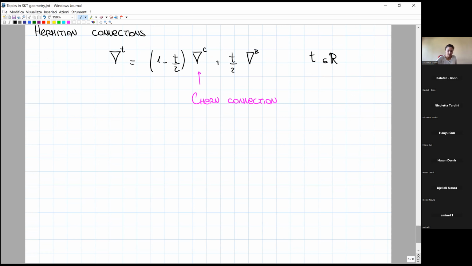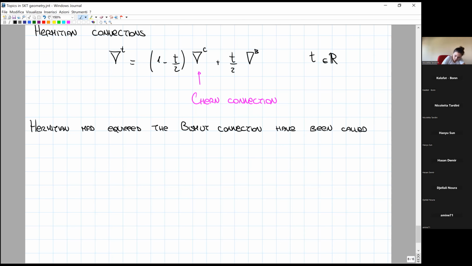Why am I talking about the Bismuth connection? Well, let me say that Hermitian manifolds equipped with the Bismuth connection have been studied originally by physicists. They have been called by them Kähler with torsion.